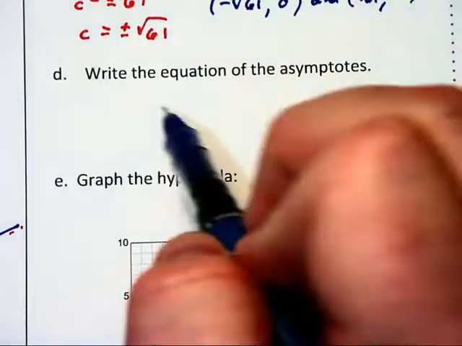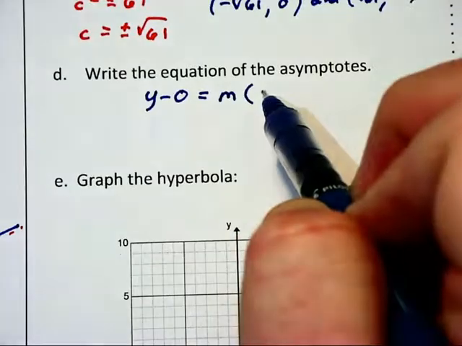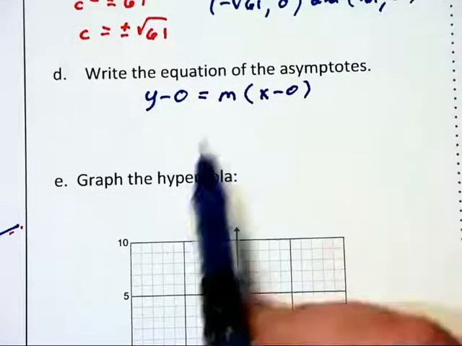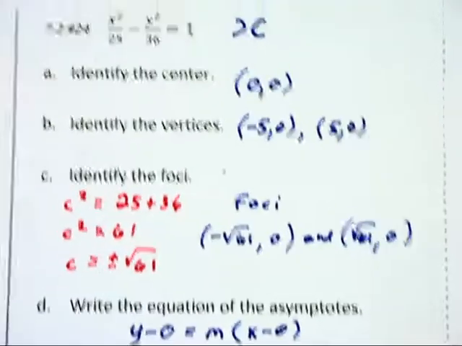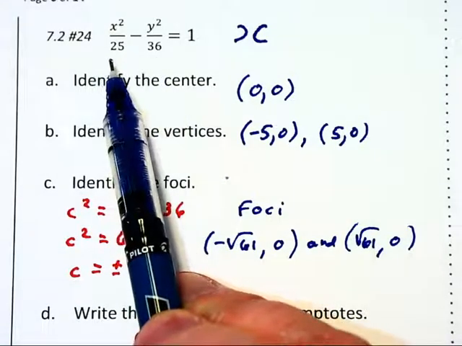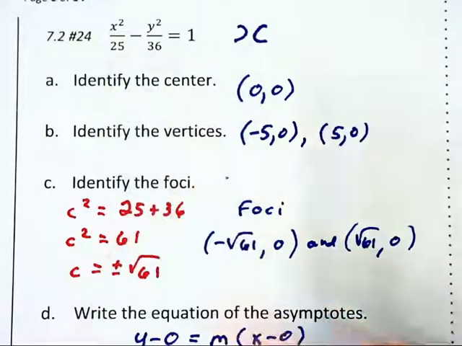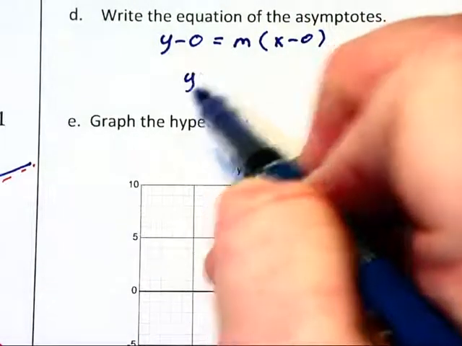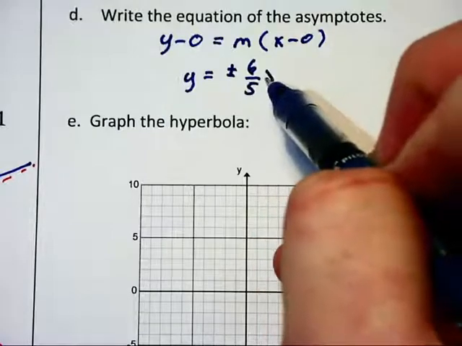Now, we haven't even drawn this yet, but we can figure out what the equations of the asymptotes will be. We're going to have y minus 0 equals m times x minus 0. There's our point-slope formula without the slope being put in. We know we got to figure out the slope of these lines, and we can look beneath the y fraction for our rise and the x fraction for our run. We're going to be rising up and down 6 and running 5. So our equations will be y equals plus or minus 6/5 x.